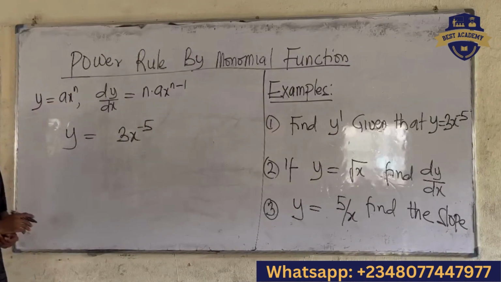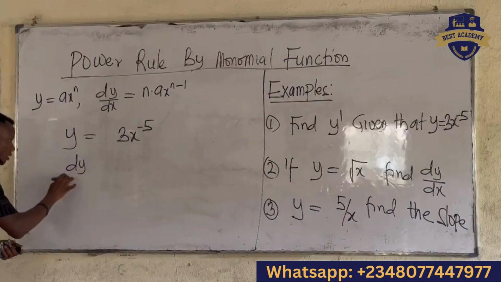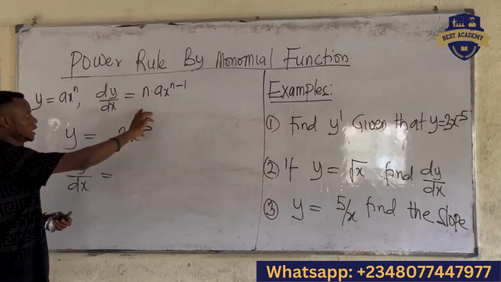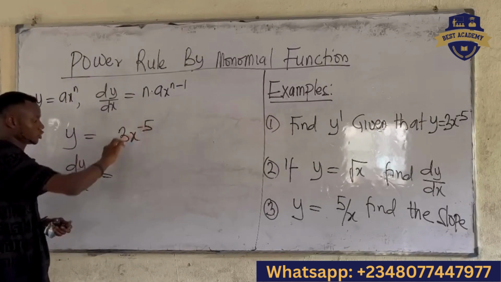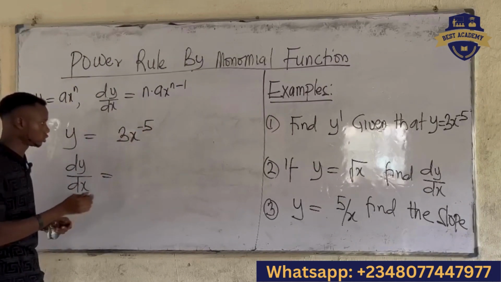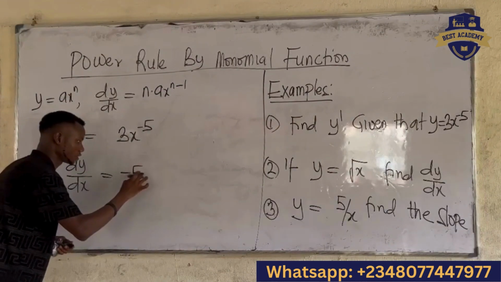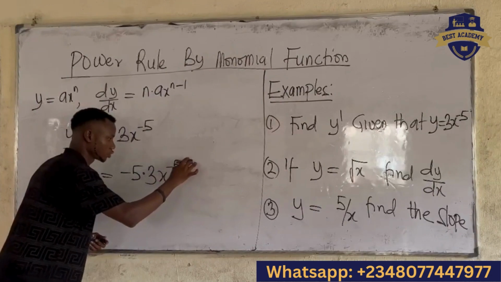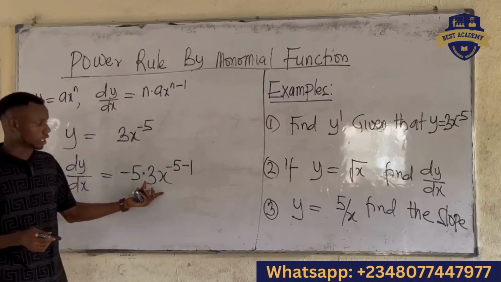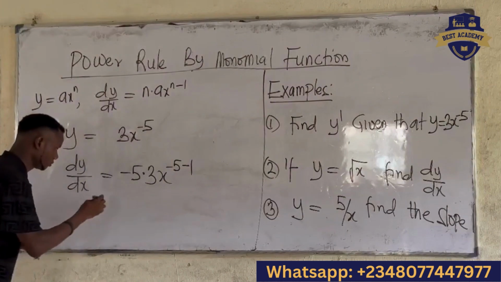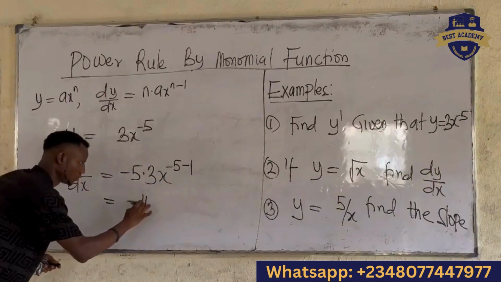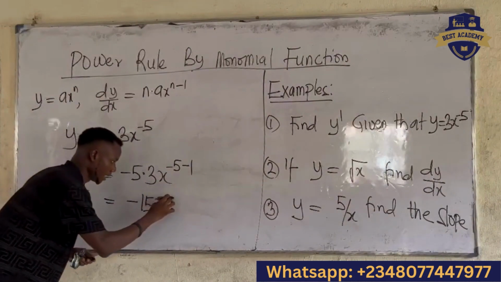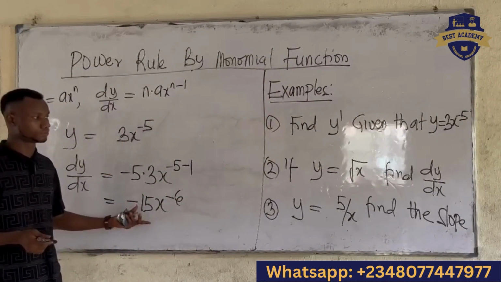Now let's find dy ds here. Our dy over ds will be equal to, the same thing we did here, take this power down to the base and subtract 1 from it. It's going to be minus 5 times 3 of s raised to minus 5 minus 1. Now at this point we can evaluate. Minus 5 times 3 gives us minus 15 of s. Now minus 5 minus 1, what is the answer? Minus 6. This is the answer.